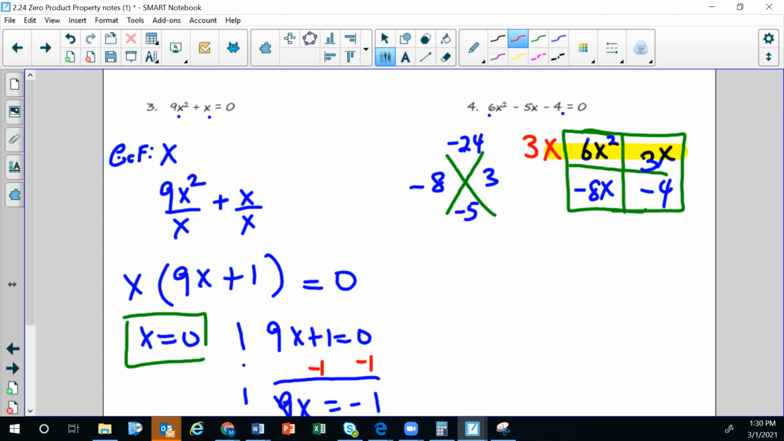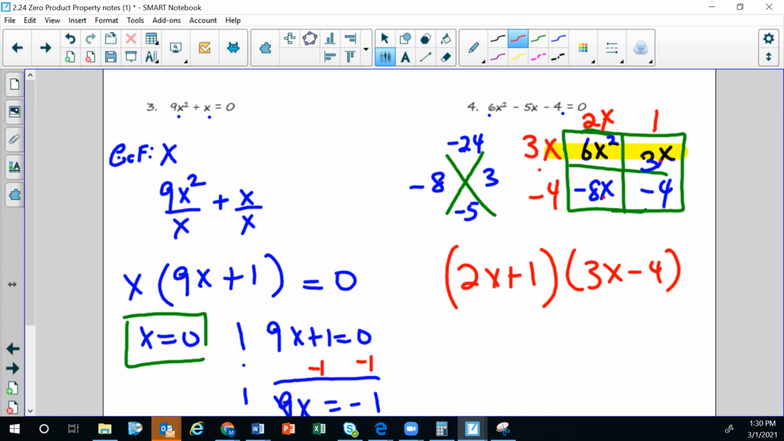And if this is 3x, then this has to be 2x. And what times 3x gives me 3x? That's just 1. What times 2x gives me -4x? That's just -4. So my factors are 2x plus 1 and 3x minus 4. Okay? And that is set to 0.